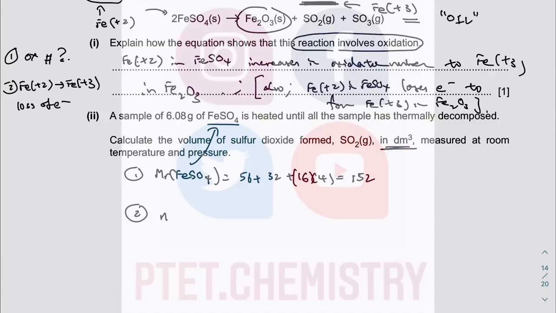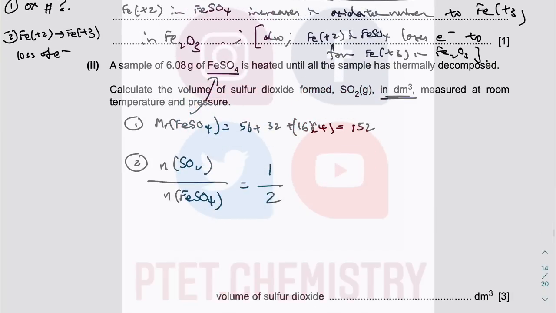The next thing I'm going to do is the mole of sulfur dioxide relative to the mole of iron(II) sulfate. It's going to be 1/2. I could do the other way around, then I'll have 2/1. What does it mean? Sulfur dioxide, there's 1 there. FeSO4, there's 2 there in the balanced equation.